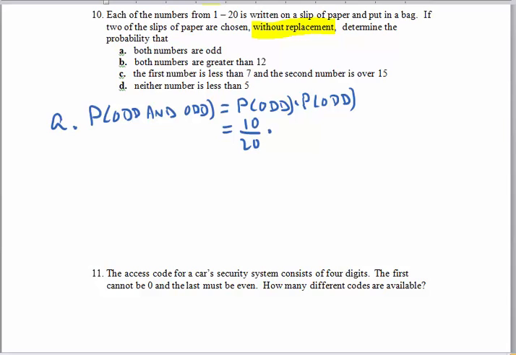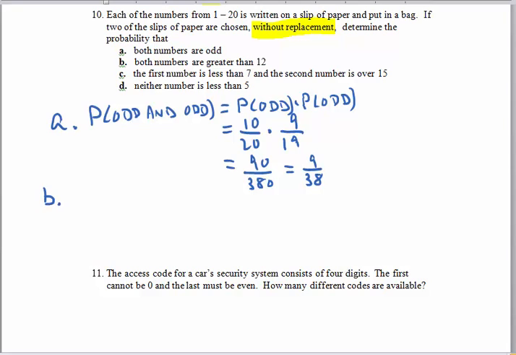And now this is where you got to realize it's without replacement, so I'm not putting that slip back in there. So there's now 19 slips left. And out of those 19 slips, I already took one odd out, so there's only 9 odds left. So this is really 10 out of 20 times 9 out of 19, which would be 90 out of 380. Or you could reduce that to 9 out of 38. So that would be the probability of getting both odds.